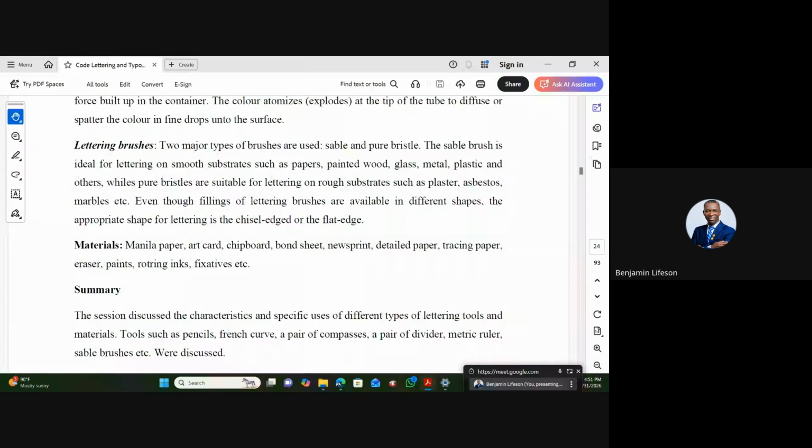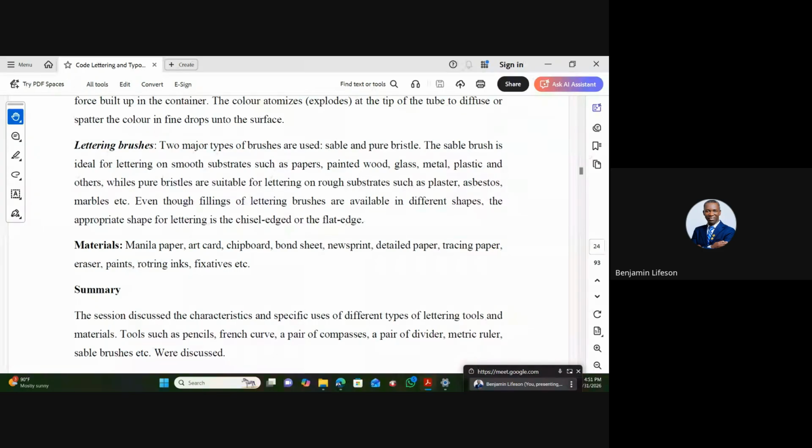So the size of a paper could be A4. When you say A4, you are referring to the size of a particular paper. So we can have A4 manila paper, which is a sheet of paper. We have art card, which can be A4, A3, or A2. Then we have bond paper, what we have been referring to as A4 sheet, which is white.